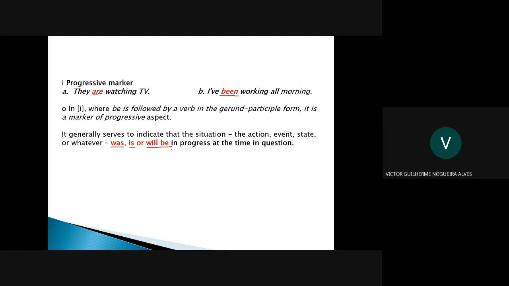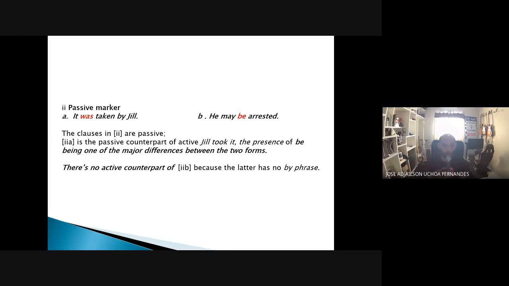As a passive marker, which is case 2, we have two examples: It was taken by Jill, and He may be arrested. Here we have be in the past simple, in the preterite form, in fact, and here in the plain form. So the clauses in 2 are passive. In 2a, it was taken by Jill, is the passive counterpart of the active Jill took it.